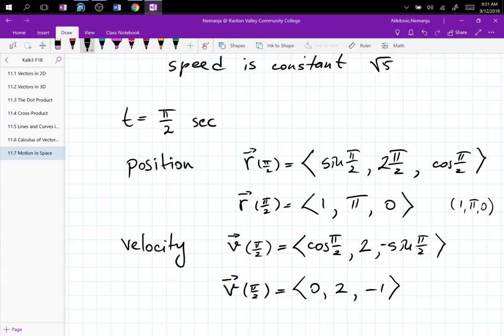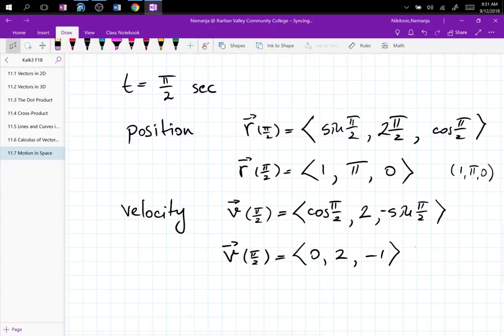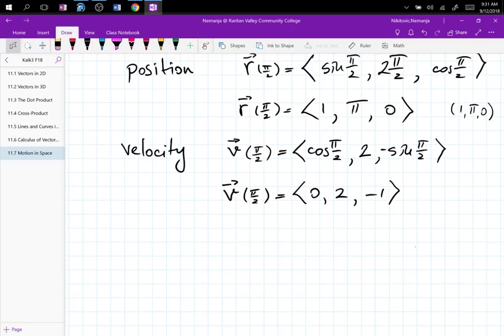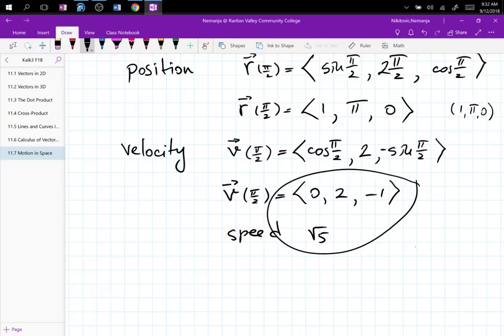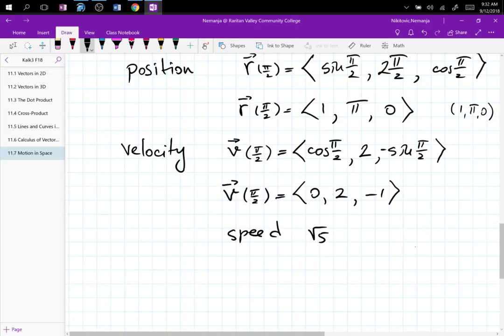Now, this is a vector. What is this vector? Well, guys, this is a tangential vector to the path. Let me explain what this vector is. As you can see, you know that speed is root 5, right? Obviously you see that the magnitude of this is root 5, because 2 squared is 4, plus 1 is 5, root 5 when you do the magnitude.